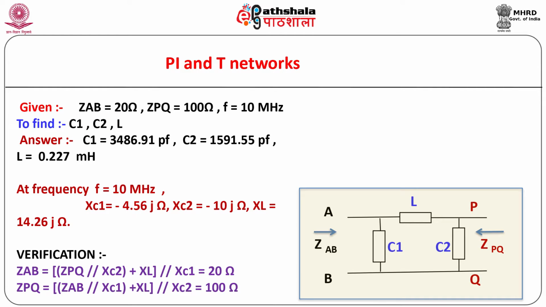For example, let us suppose that we wish to have ZAB equal to 20 ohm and ZPQ equal to 100 ohm at frequency f equal to 10 megahertz. Then the reactive components will have the values as shown. At frequency f equal to 10 megahertz, we obtain XC1 equal to minus 4.56j ohm, XC2, that is capacitive reactance of C2, as 14.26j ohm. With these values, it can be verified that ZAB is equal to 20 ohm and ZPQ is equal to 100 ohm as desired.